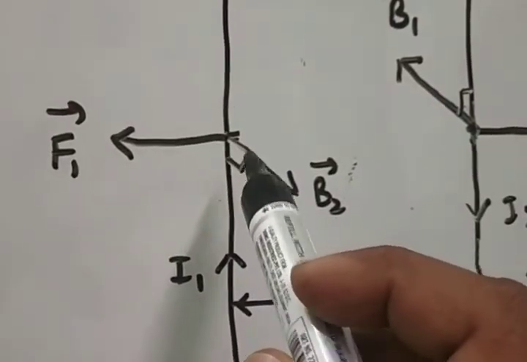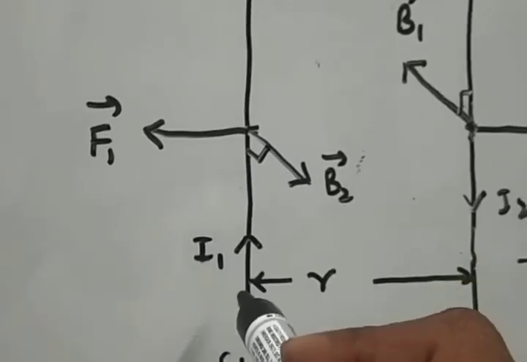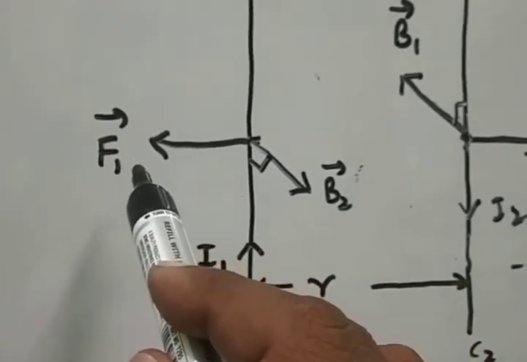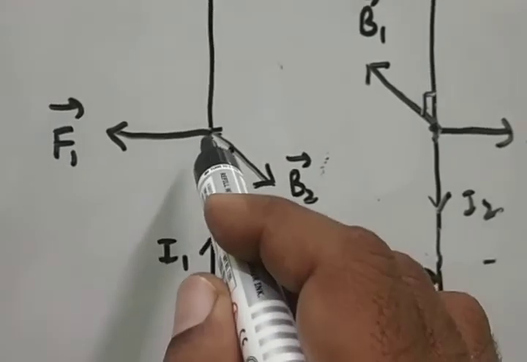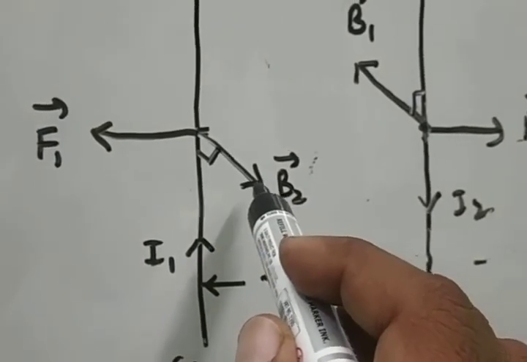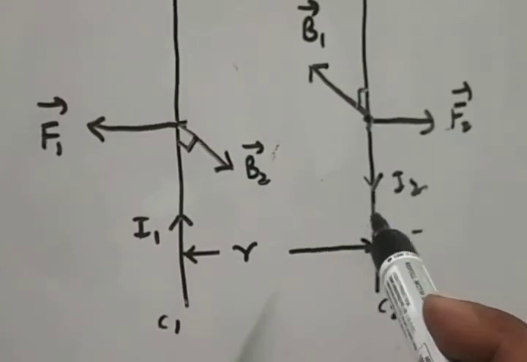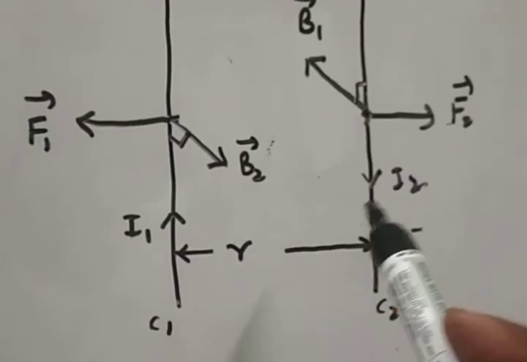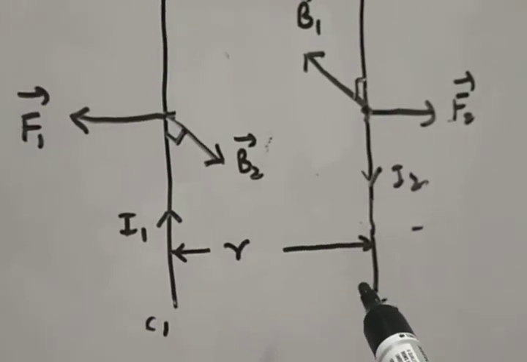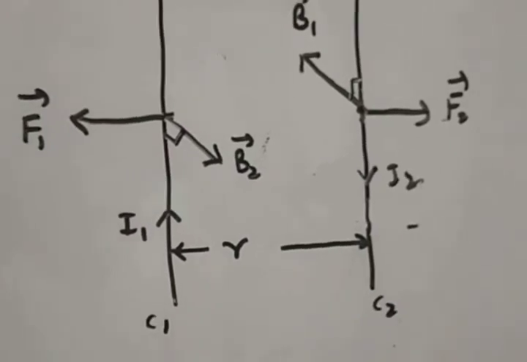Similarly, the force on the wire C1 D1 will be towards left direction, because now in this case B2 is perpendicular to the plane of the paper and outwards. So what we see that if the directions of currents are same, the two conductors, they will attract, and if the directions of currents are in opposite, then they will repel each other.